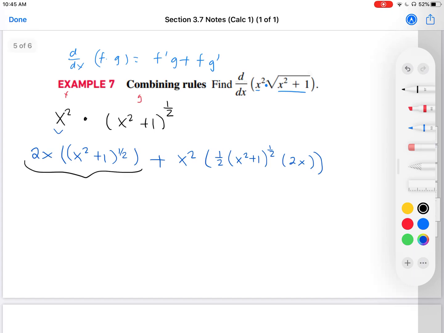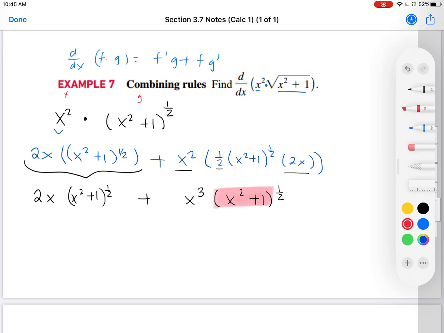So for this first term, I can't distribute in that 2x, so it just stays as is. 2x times (x squared plus 1) raised to the 1/2 power. All right, plus, well, I can multiply those two monomials so that we get 2x cubed. Ooh, I can multiply in the 2, so it's just 1 now. 1x cubed, or just x cubed. And we have (x squared plus 1) raised to the 1/2 power. And for the sake of factoring, we can factor out their common factor.